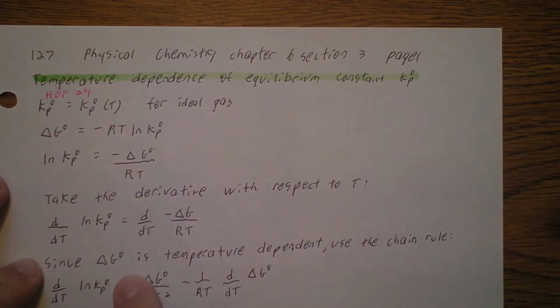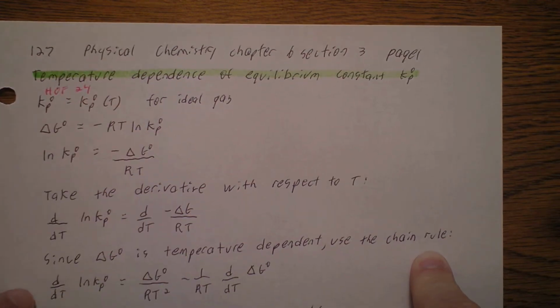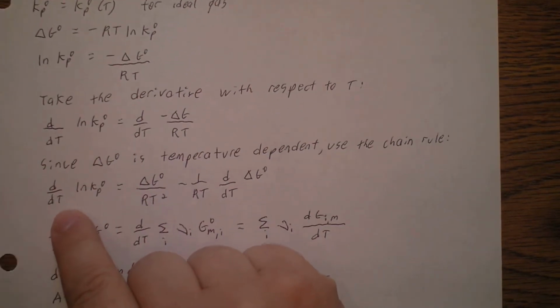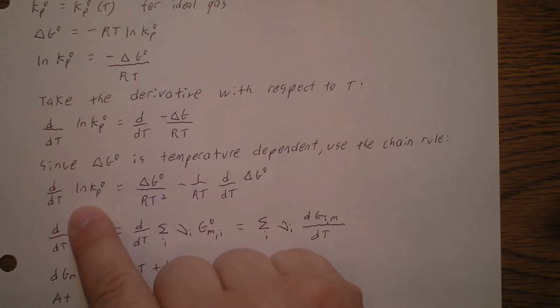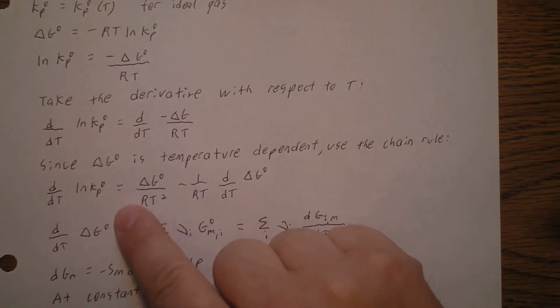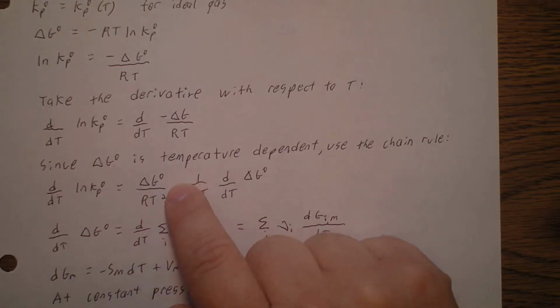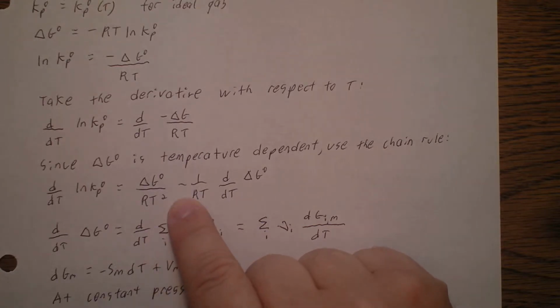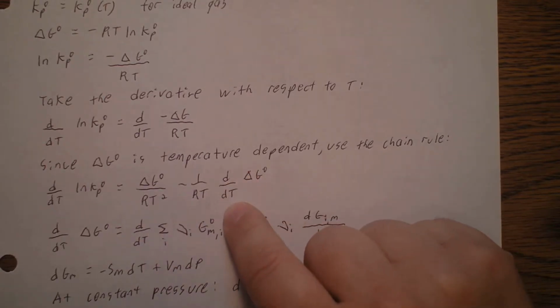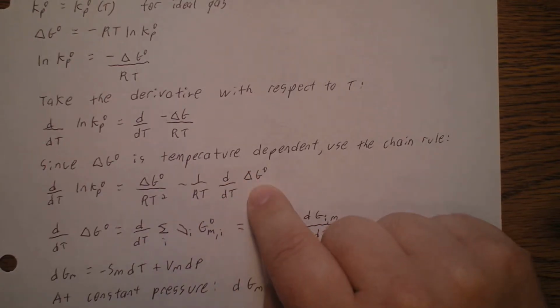Now since delta G is temperature dependent, we have to use the chain rule when finding the derivative here. So we have the derivative with respect to temperature of the natural log of Kp0 is equal to delta G0 over RT squared minus 1 over RT times the derivative with respect to T of delta G0.